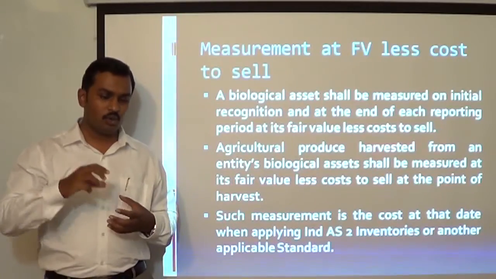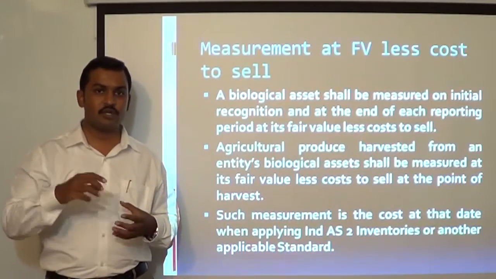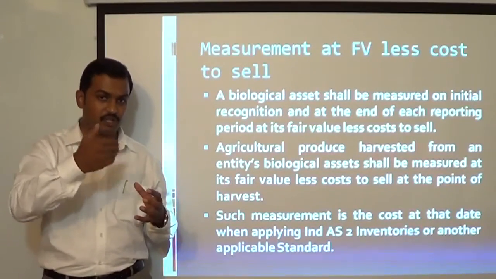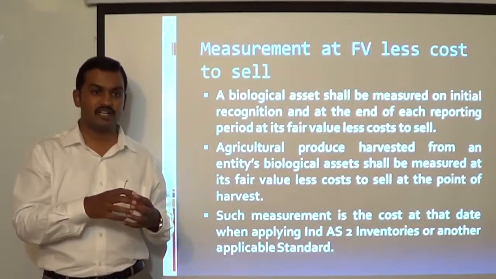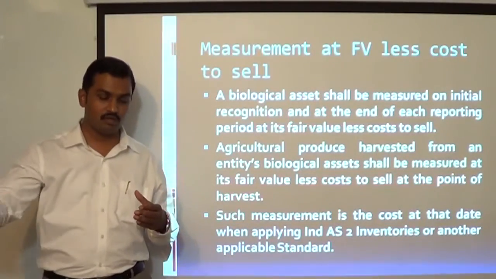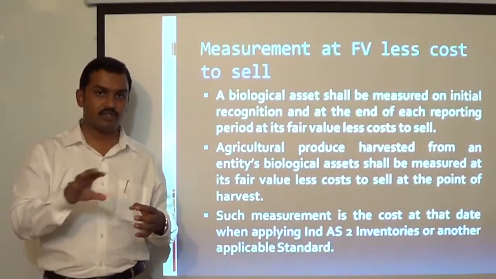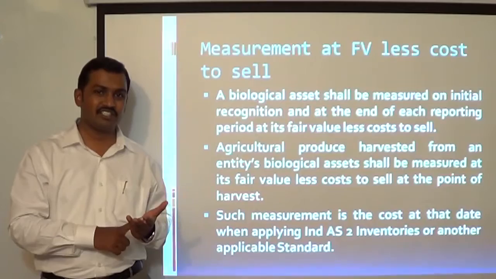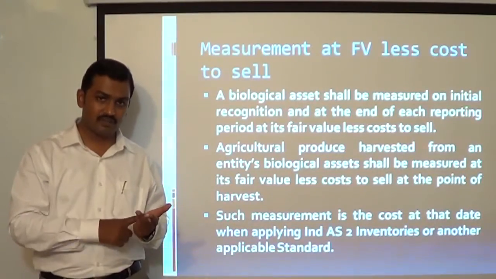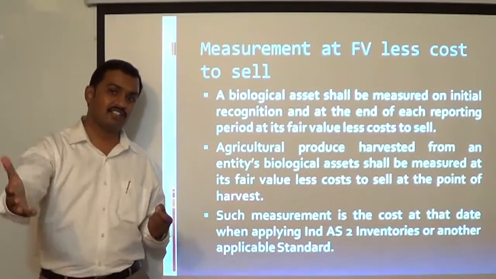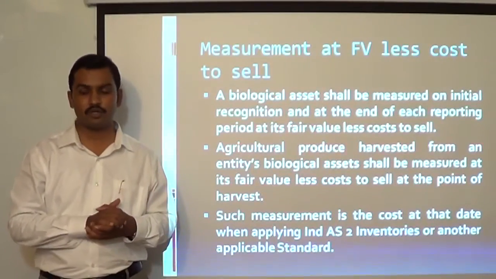Only in certain circumstances, when you are not able to measure the fair value less cost to sell for the biological asset at initial recognition, in such cases you can adopt the cost model. Only in such circumstances can you move away from the fair value model, or else the standard says at initial recognition the biological asset, harvest, agricultural produce has to be measured at fair value less cost to sell. Even subsequently it has to be measured at fair value less cost to sell.